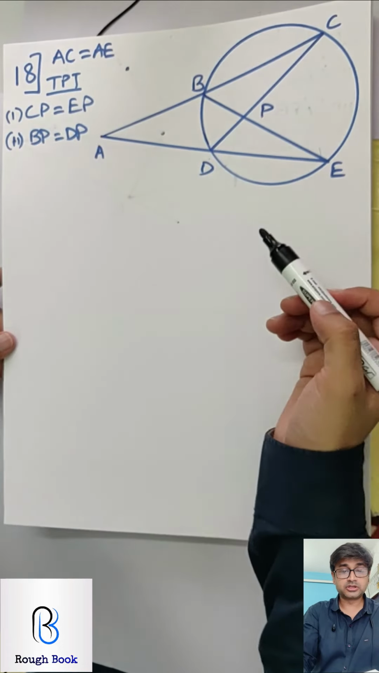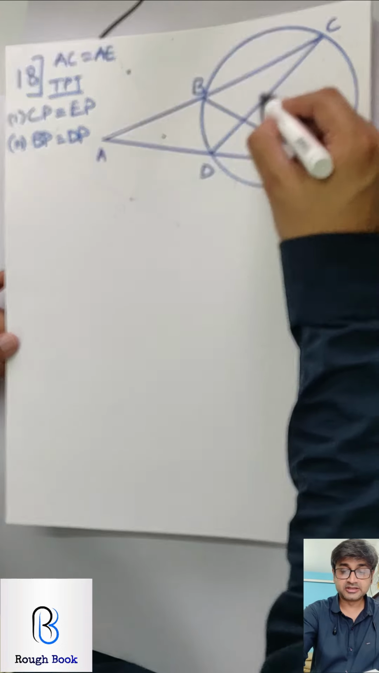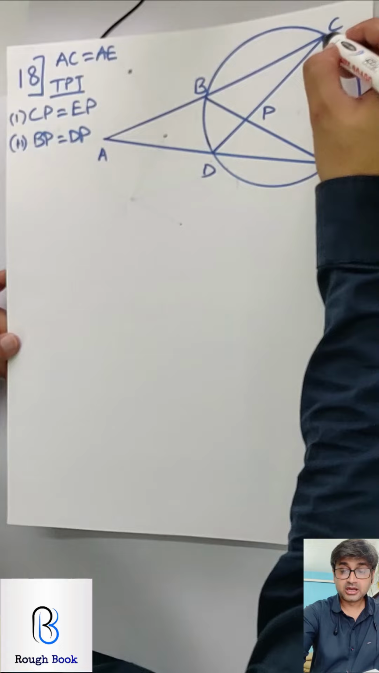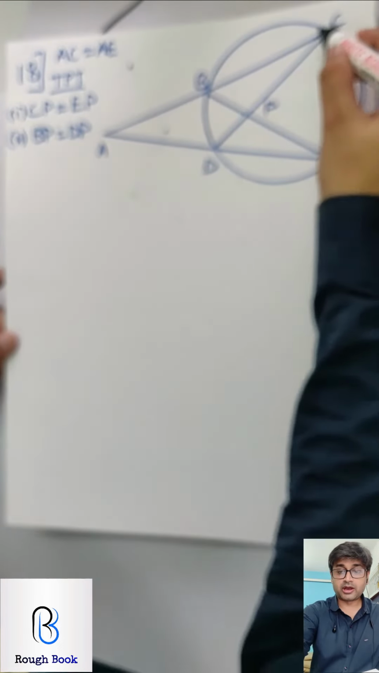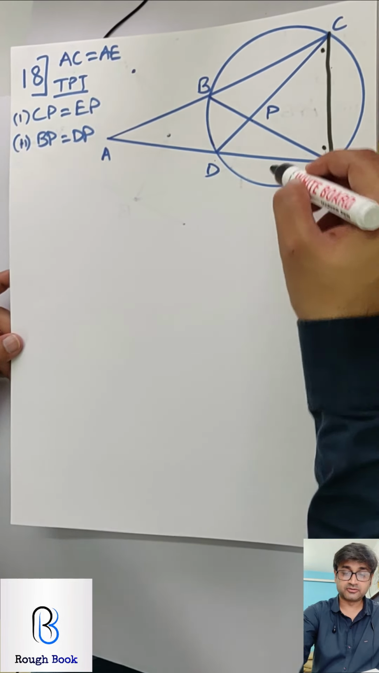Alright, CP equals EP is your first target. CP and EP, that means this and this. So if you want to prove CP equals EP, if I join EC, there are 2-3 different methods. If I join this and prove base angles equal, then isosceles will give you this equal.